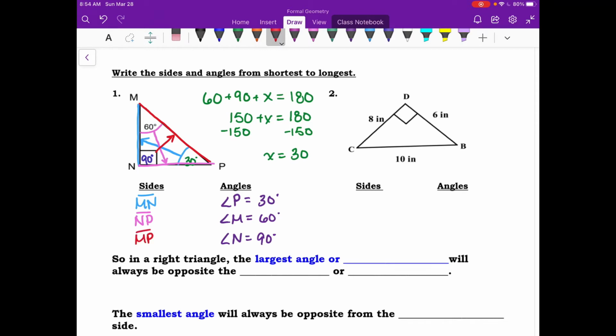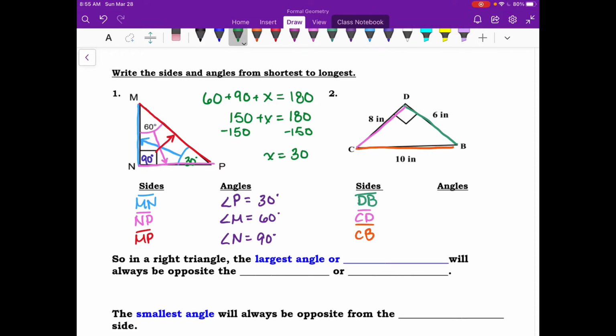Okay, with number 2, we're not given any angle lengths, but I do have a lot of side lengths. So I'm going to use those to figure out my smallest angles. First, I'll just start off by listing my sides from smallest to largest. My smallest side is side DB, or BD, however you want to write it. It's 6 inches. My next longest side is 8 inches, and that's side CD. And then my longest side is CB at 10 inches.